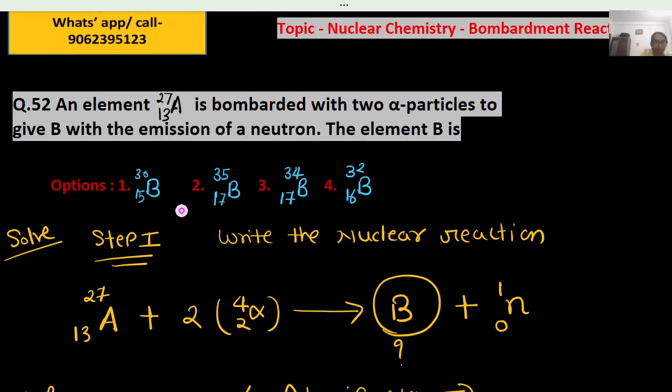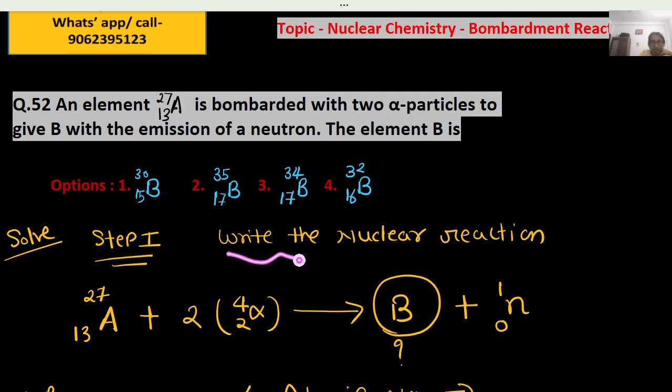And there are four options, 1, 2, 3 and 4, where B is the product: 30 mass number with 15 atomic number, 35 mass number, and so on. Now let's solve this question. According to the question, we can solve it with the help of two steps.